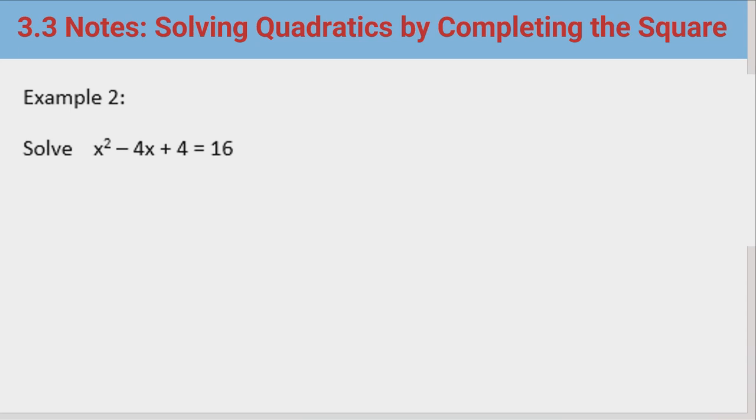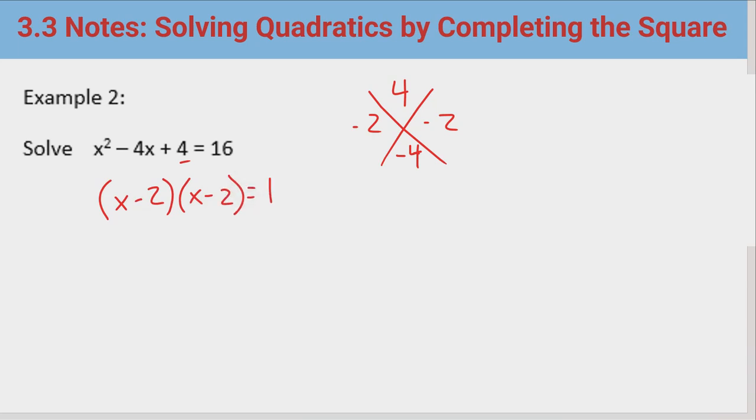In example 2, I have some subtraction here, right? x squared minus 4x plus 4 equals 16. Again, looking at that C term, it is a perfect square. So what multiplies to positive 4, but adds to negative 4? That would be negative 2 and negative 2. So I have x minus 2 times x minus 2 equals 16.